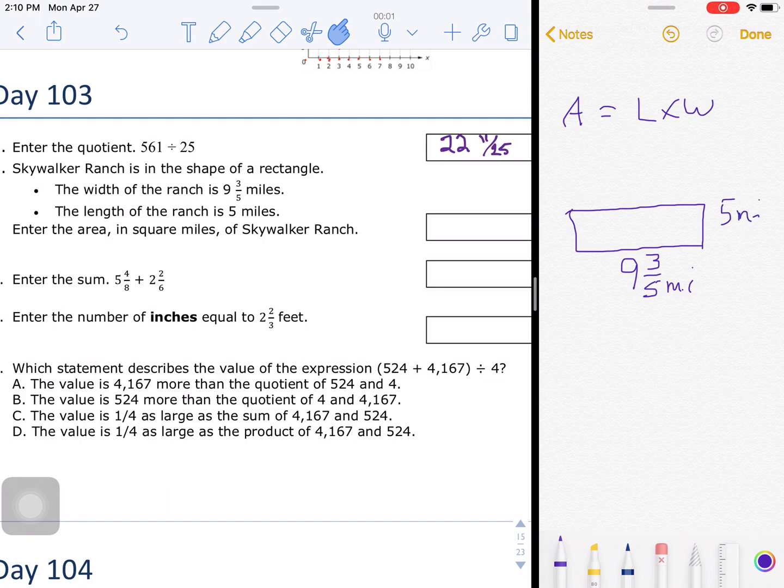It's a big ranch. So we have 9 3/5 times 5. Now remember, as we look at this, we see, oh, I have a mixed number. And I'm going to use the distributive property to break those apart. So I have two things that I'm multiplying by 5. I have 9 times 5, and I have 3/5 times 5.